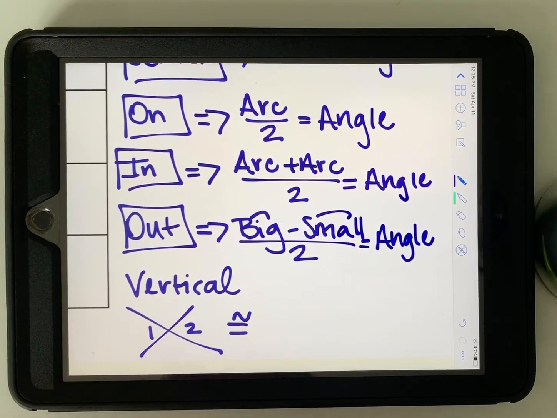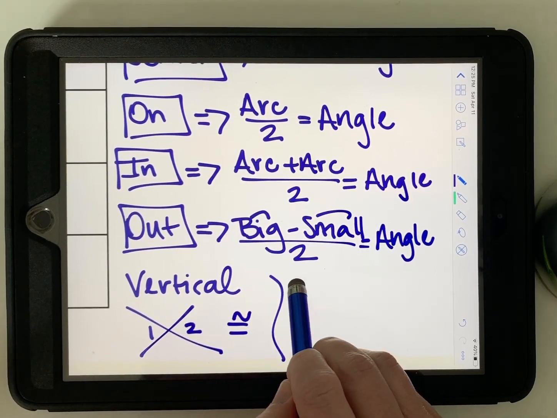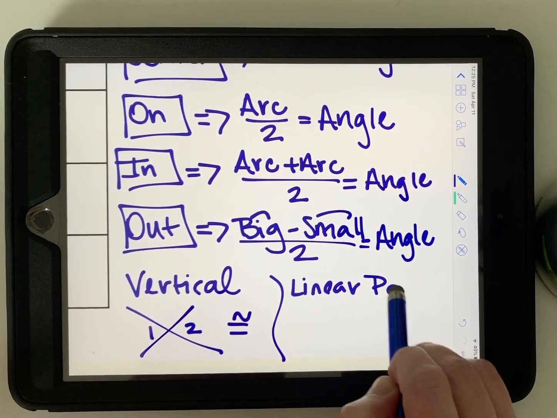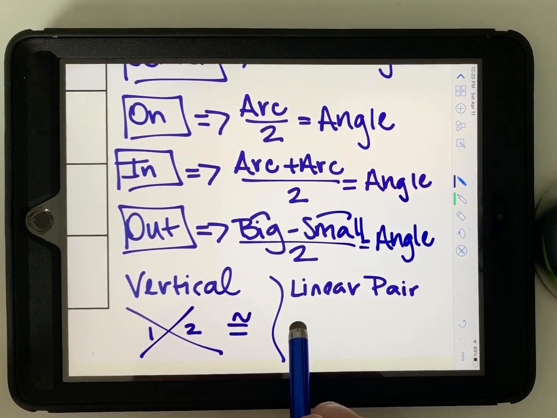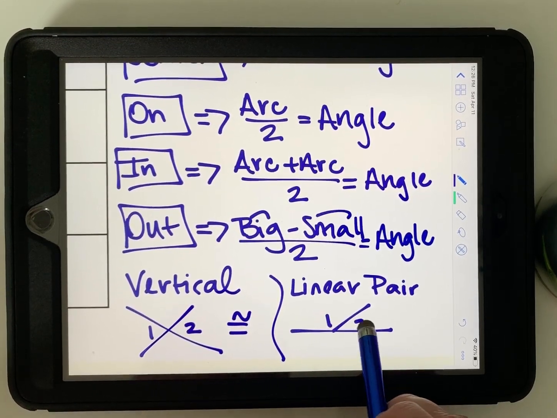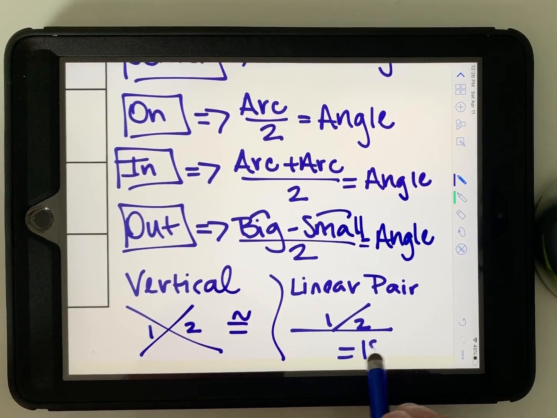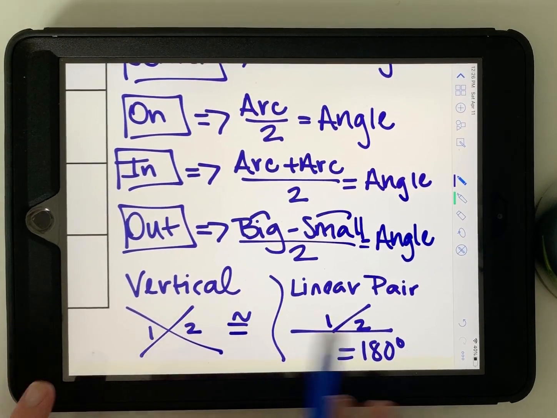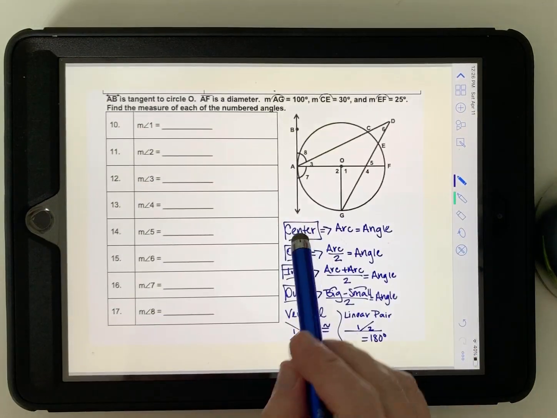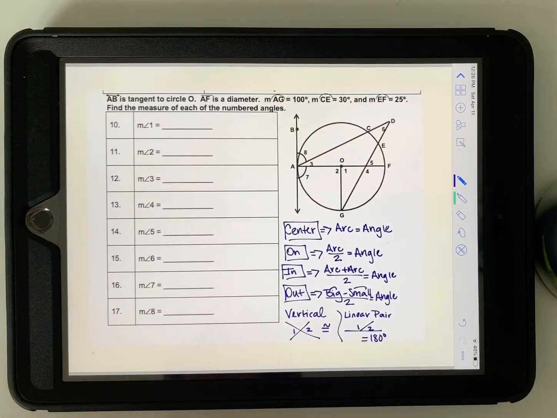So if you see a set of vertical angles, use that to your advantage and go ahead and get that answer out of the way. The other word that you could use to your advantage is knowing and remembering about linear pair. Remember, they make a straight line, they're adjacent, and they're going to always add up to 180 degrees. So sometimes these two words can help you solve these angles without having to use the arc formulas.